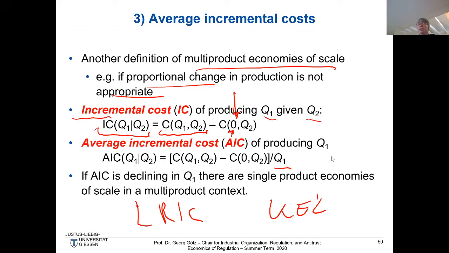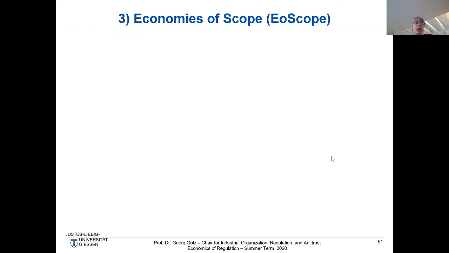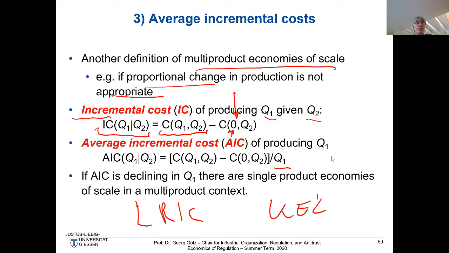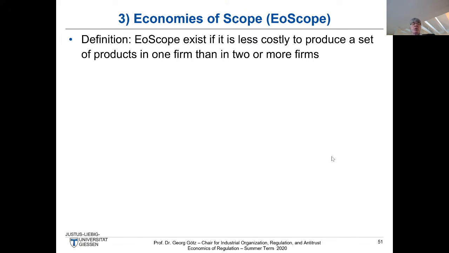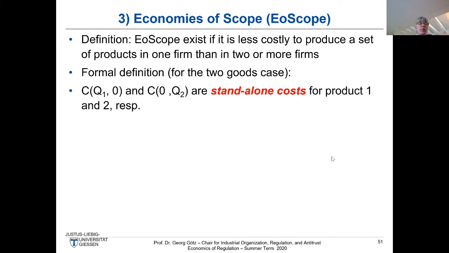Okay, getting back to our discussion of economies of scale. Actually, this was a discussion of economies of scale. Now we move on to economies of scope, which is somehow the more interesting concept once we discuss multi-product firms. So, what are economies of scope? Economies of scope exist if it is less costly to produce a set of products in one firm than in 2 or more firms. The formal definition here for the 2 goods case makes use of what is called the standalone cost, which I briefly introduced already on the previous slide.